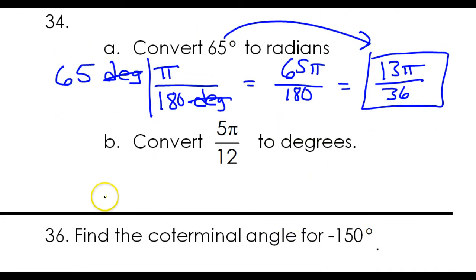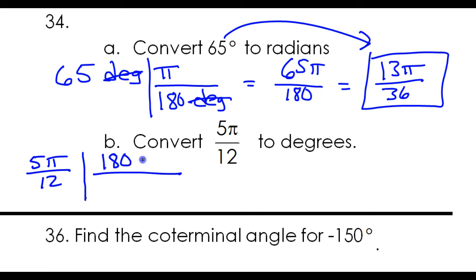Now, going the other way, if I've got 5 pi over 12, this is radians. Notice we don't put any units, it just is radians. So, I want degrees, so I'm going to put 180 degrees in the top. And I'll put my pi radians in the bottom. There are no units to cancel, but I'm putting my degrees in the top, so I will have units of degrees in the end. Now these pi's will cancel out though.